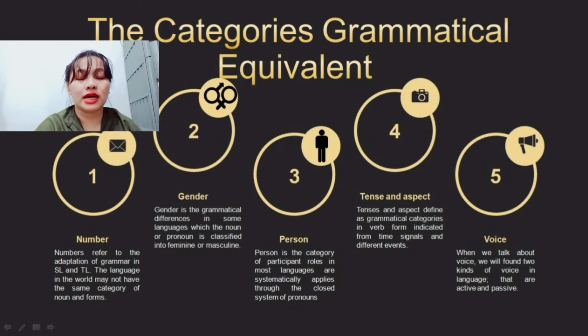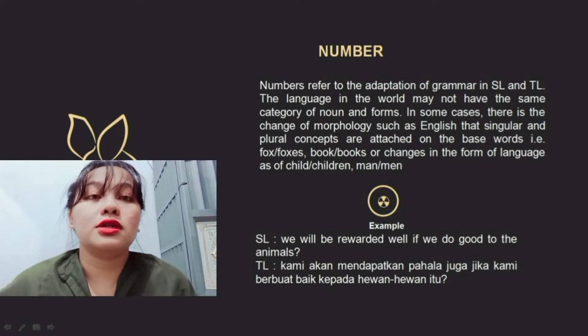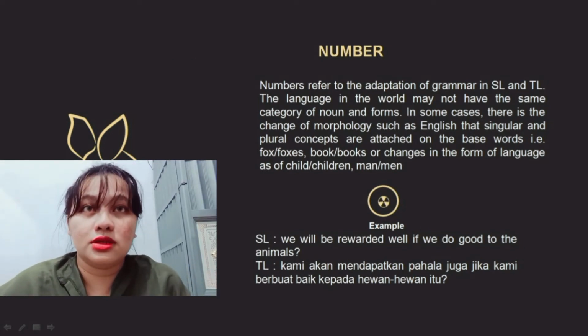Okay, we will go to the next part, the categories of grammatical equivalence. So, grammatical equivalence consists of 5 categories. The first is number, the second is gender, the third is person, the fourth is tense and aspect, and the last is voice. So please give your attention because we will try to explain and give some examples to make you understand. So we will go to the first category, number.